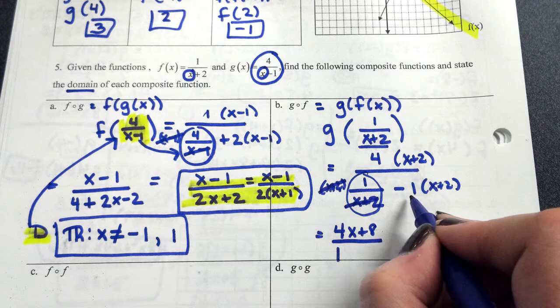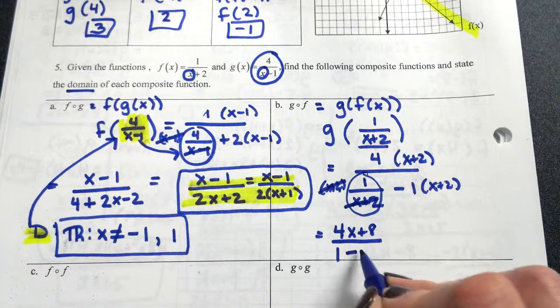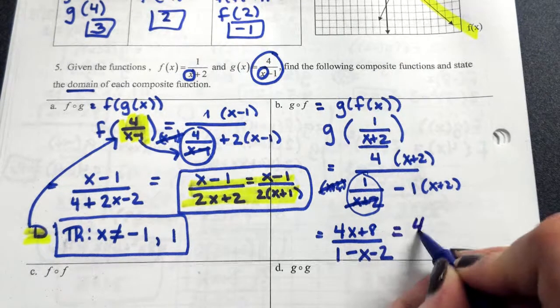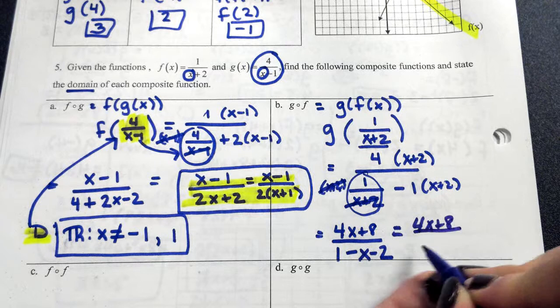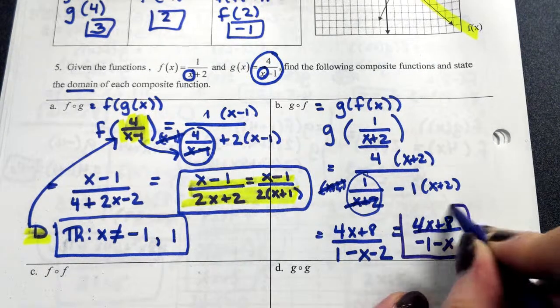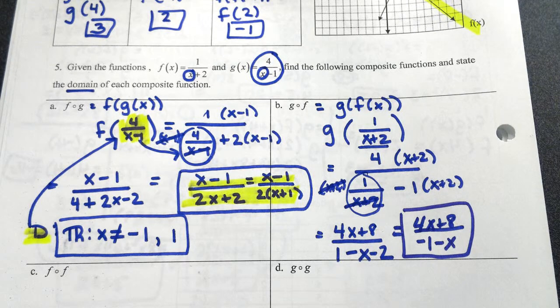Be careful, you have to distribute the negative sign all the way through. That's going to be a minus x minus 2 in the denominator. So I have 4x plus 8 over 1 minus 2 is a -1 minus x. So there's your composite function. And I know I could factor a 4 out of the numerator and write 4 parentheses x plus 2. I still can't do any simplifying. So any questions on how I did that composition?